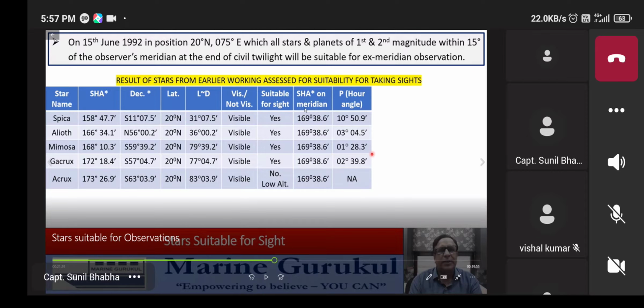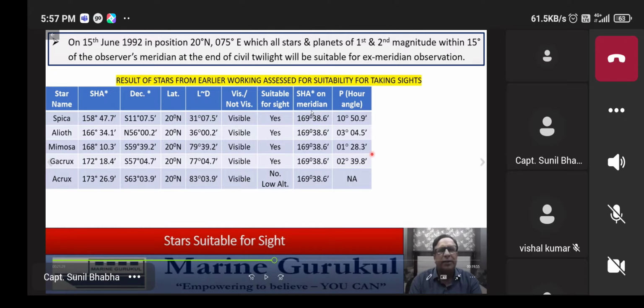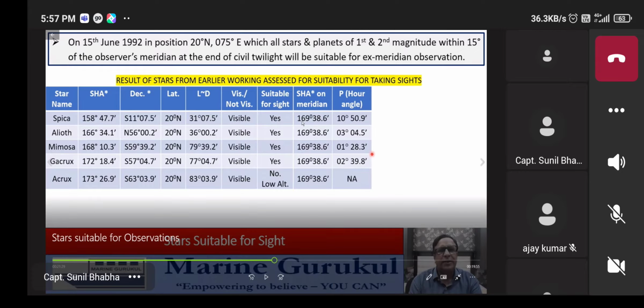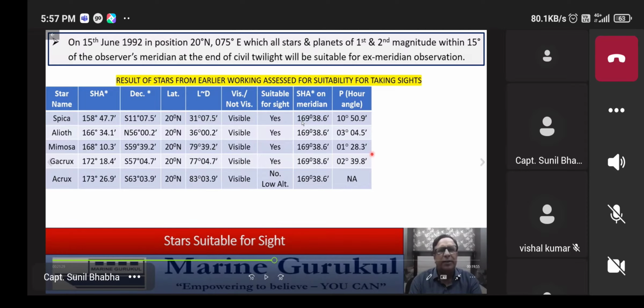Okay, beta. You remember when we started the question, the first thing which we calculated was the SHA of an imaginary star on the observer's meridian, right? Yes, sir. It is exactly that same SHA, beta. So this value is basically giving us the SHA corresponding to the observer's meridian. Okay, sir. Got it, sir.